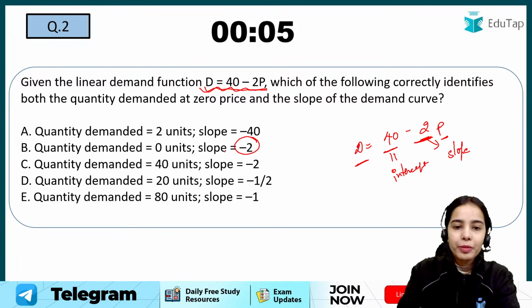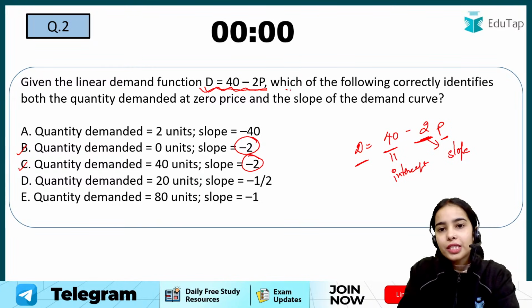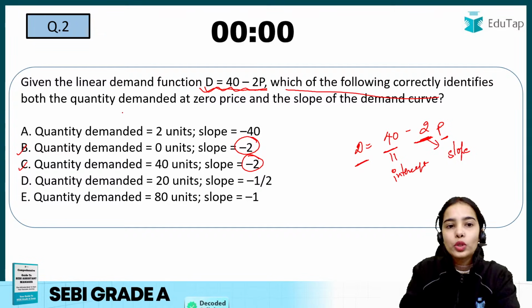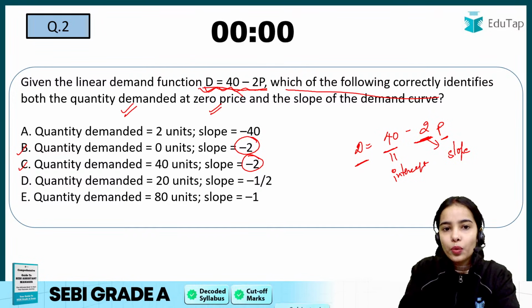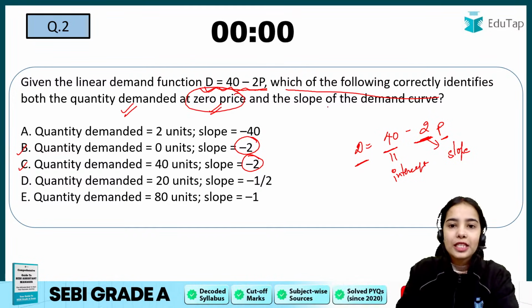Now the slope can be minus 2. So B or C can be the answer, right? But here the question is: which of the following correctly identifies both the quantity demanded at zero price and the slope of the demand curve?